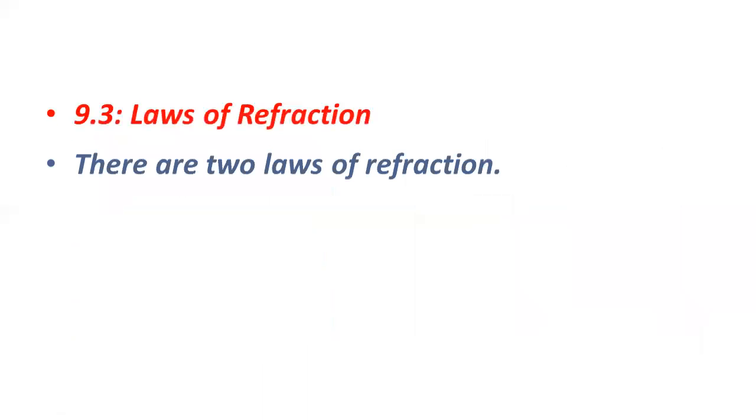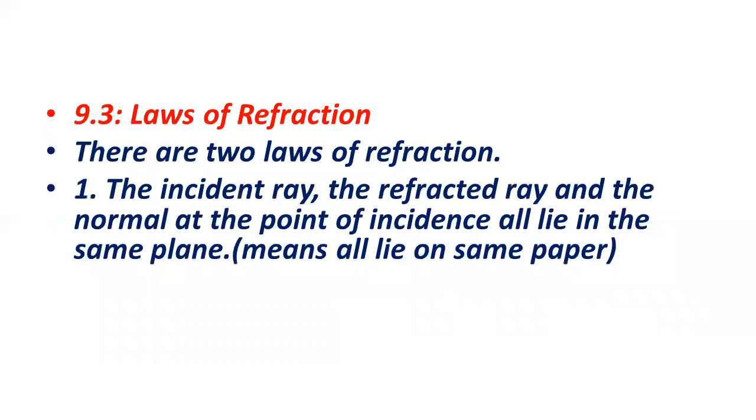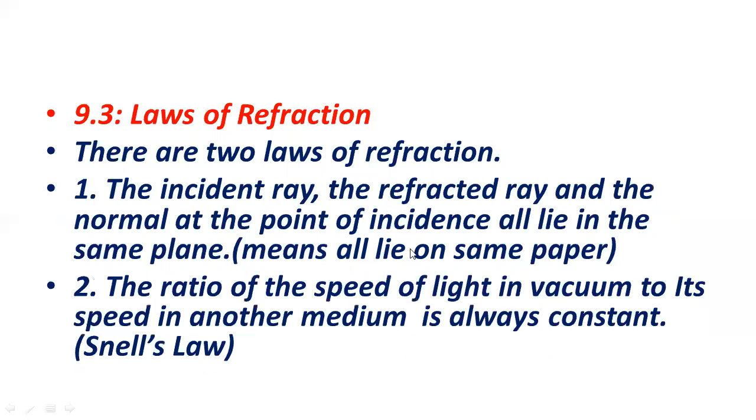Laws of refraction: there are two laws of refraction. The first one is that the incident ray, the refracted ray, and the normal at the point of incidence all lie in the same plane. All lie in the same plane means that we can draw all of them on the same paper. We can take just a white paper and draw the incident ray, refracted ray, and normal all on the same paper. The second is that the ratio of the speed of light in vacuum to its speed in another medium is always constant. This second law is also called Snell's law.